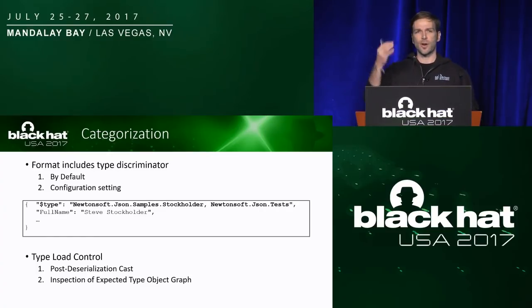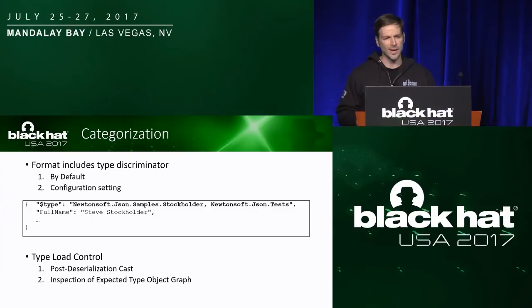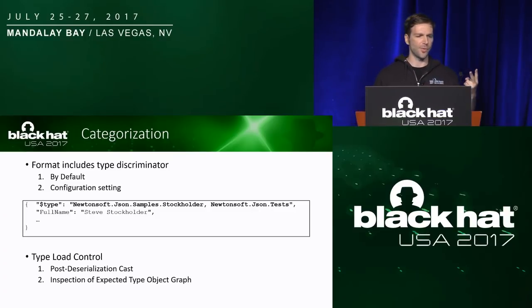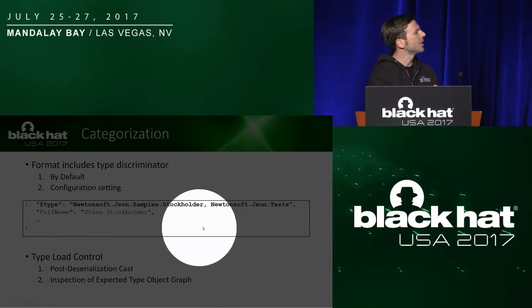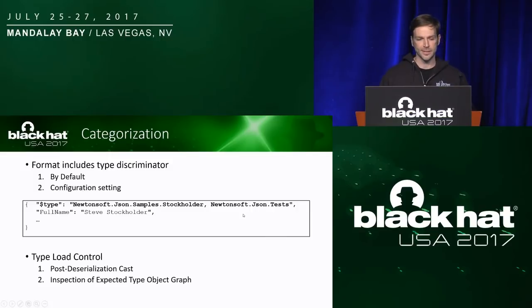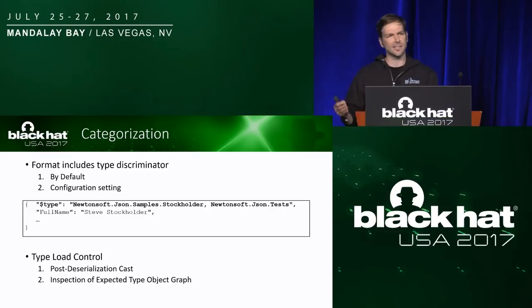So we categorized all the libraries that we analyzed according to a categorization that is basically based on two different factors. The first one is whether these libraries include the format or the type discriminator by default or not. For example, in this case, you can see that this is the JSON.NET library, and it contains this $type with something that looks like a .NET namespace.